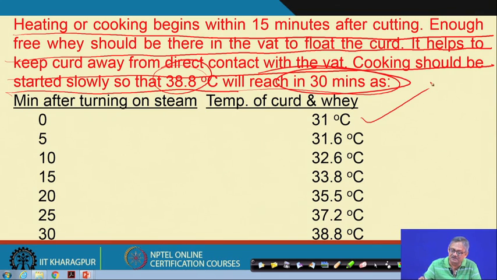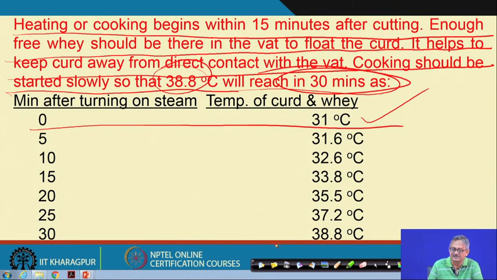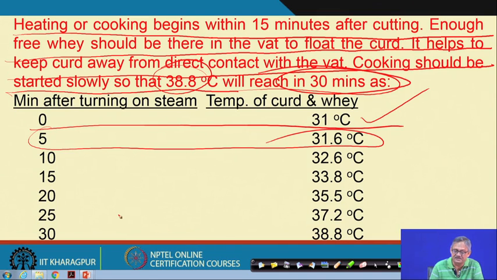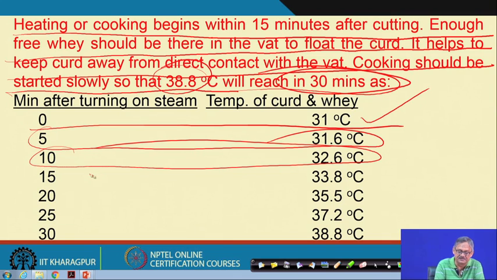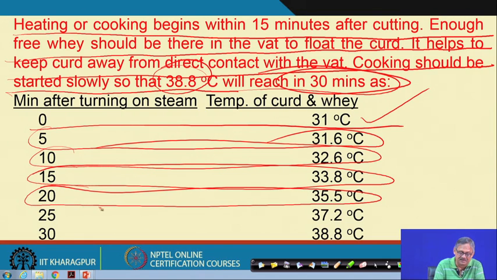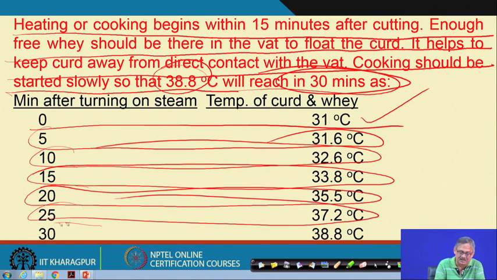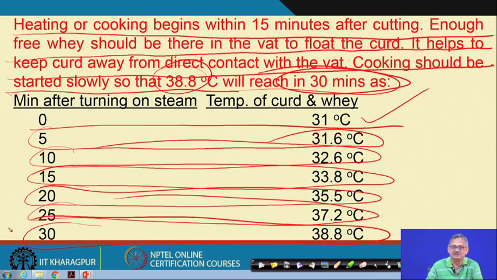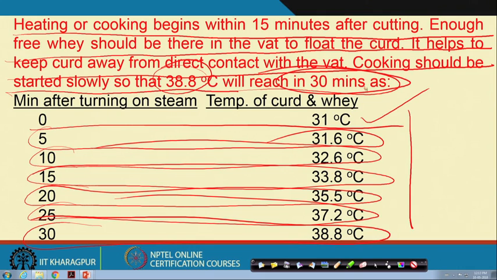The time temperature combination is like this: at time 0, the temperature is 31 degrees centigrade, after 5 minutes it should be 31.6 degrees centigrade, after 10 minutes 32.6 degrees centigrade, after 15 minutes 33.8 degrees centigrade, 20 minutes 35.5, 25 minutes 37.2, and 30 minutes 38.8. So, this way the temperature is increased very slowly over a period of 30 minutes, right.